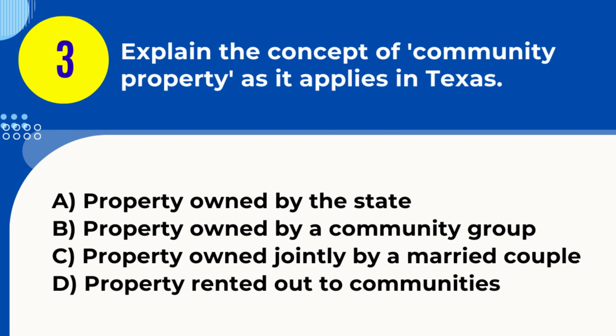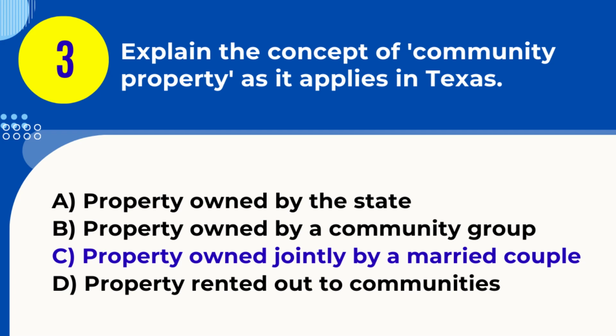Question 3. Explain the concept of community property as it applies in Texas. A. Property owned by the state. B. Property owned by a community group. C. Property owned jointly by a married couple. D. Property rented out to communities. Answer: C. Property owned jointly by a married couple.